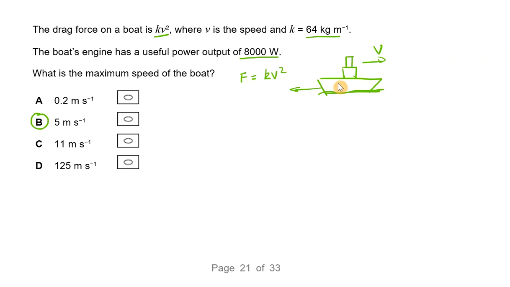So there's a power trying to pull it forward, and when the forward force produced by that power of 8,000 watts equals the backward force due to the drag of the water, then it'll have reached its maximum speed. We could even call that its terminal speed or its terminal velocity.